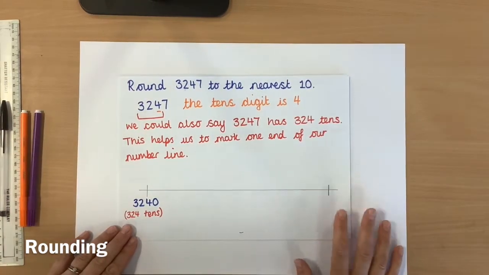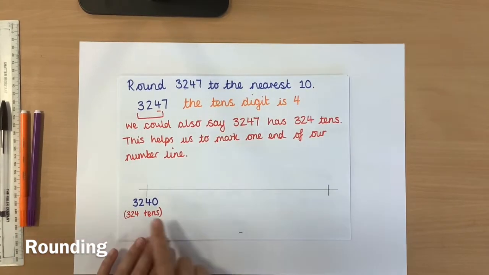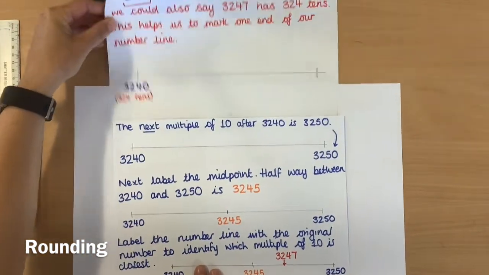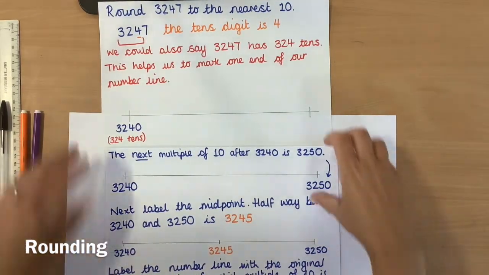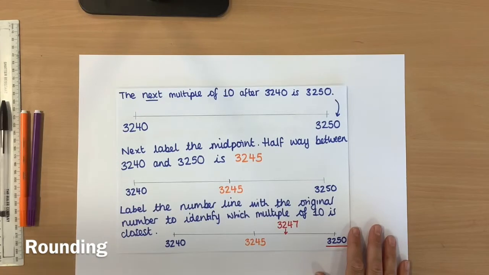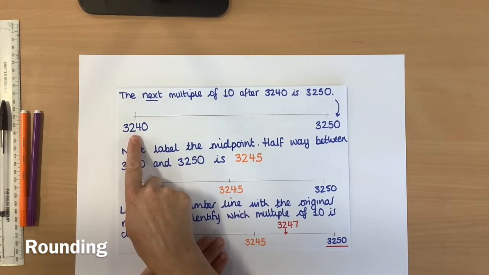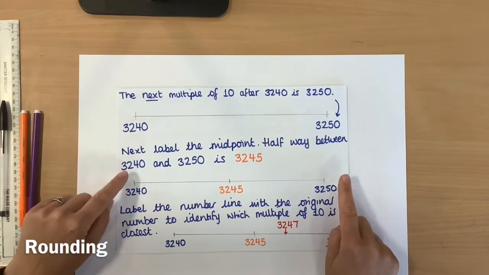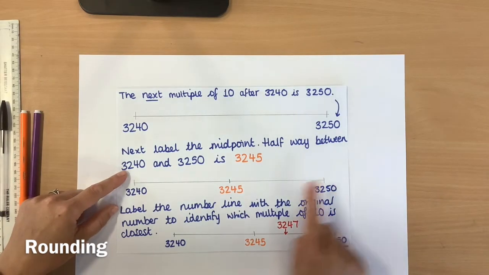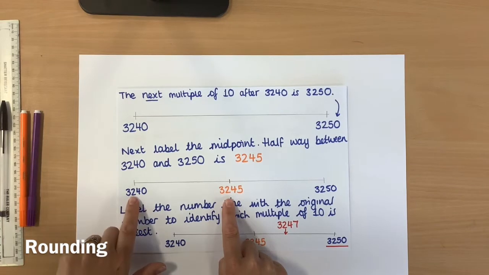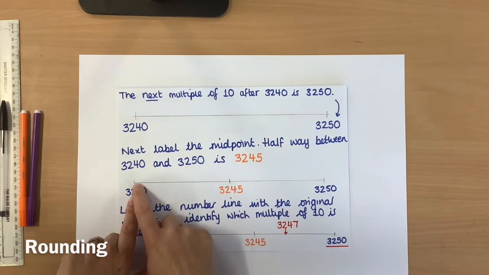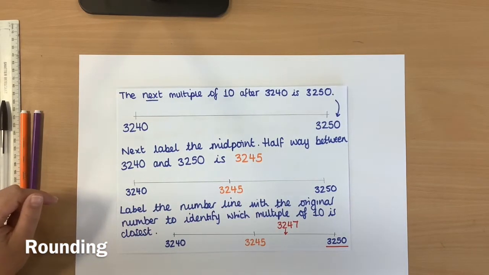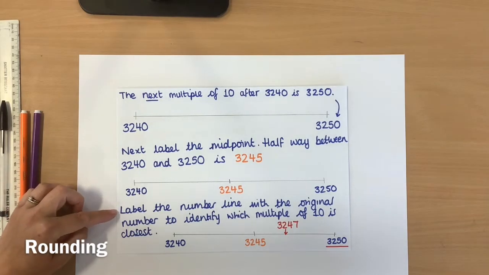We now need to think about what's going to go this end. Now we're only thinking about multiples of 10, so it's going to always be 10 more here. Okay, so in this case, it's going to be 3,250. Okay, because that's the next multiple of 10. So we've got 3,240 and 3,250. Once you've managed to mark either end of your number line, you then need to label the midpoint, the point exactly in the middle. So here it is in orange. The midpoint, there's 10 altogether from one end to the next, so it's 5 to take us halfway, so the midpoint is 3,245.